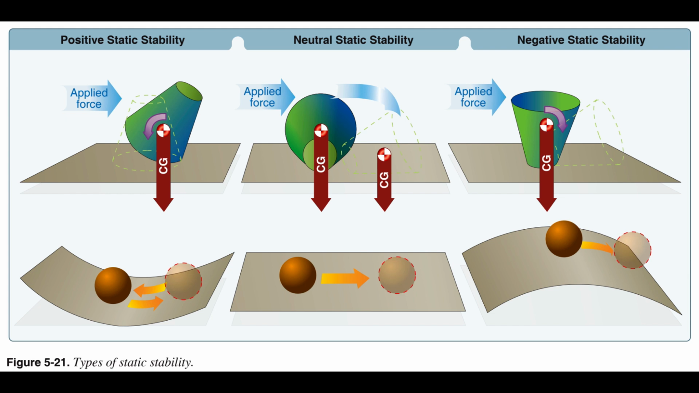1. Positive static stability, the initial tendency of the aircraft to return to the original state of equilibrium after being disturbed. Figure 5.21. 2. Neutral static stability, the initial tendency of the aircraft to remain in a new condition after its equilibrium has been disturbed. Figure 5.21. 3. Negative static stability, the initial tendency of the aircraft to continue away from the original state of equilibrium after being disturbed. Figure 5.21.